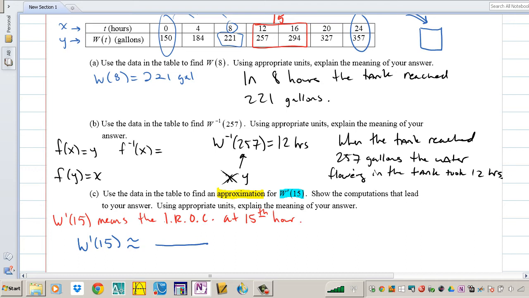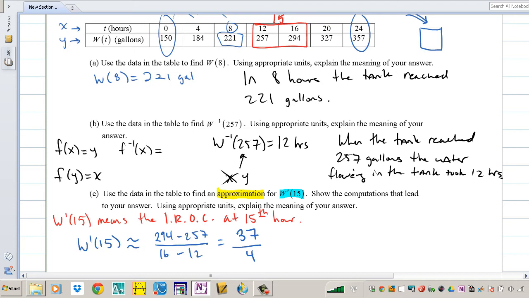So we all know that the y2 comes first. So always begin with the latest hour. So it's 294 gallons, take away 257 gallons, all over their respective hours, 16 minus 12. 294 take away 257, I think that's 37. 37 over 4. And that is a positive.